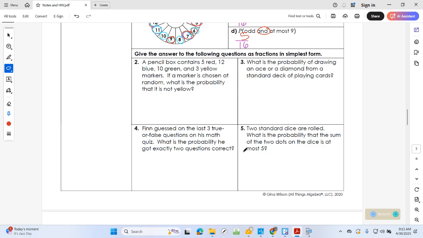So a pencil box consists of 5 red, 12 blue, 10 green, and 3 yellow. So first, before we even read the next thing, total those up for me. How many total pencils are in the box? I think I already heard it. Somebody said it. What do you have? Agree. What is the probability it's not yellow? So how many of them are not yellow? 27. See, this is easy. It's just, you got to do a lot of reading. Okay, does that reduce, 27 over 30? Yeah, what does it reduce to? 9 over 10.